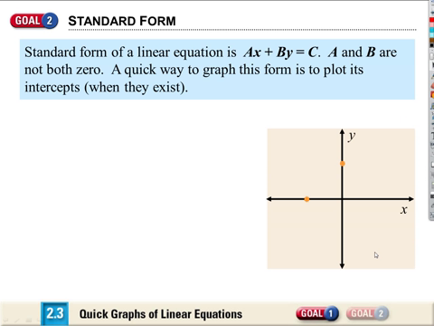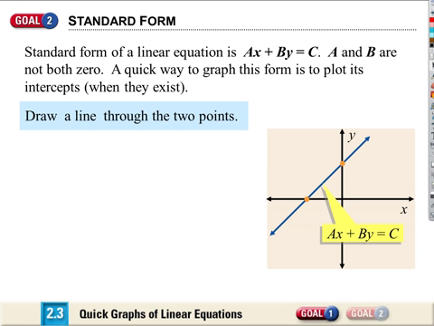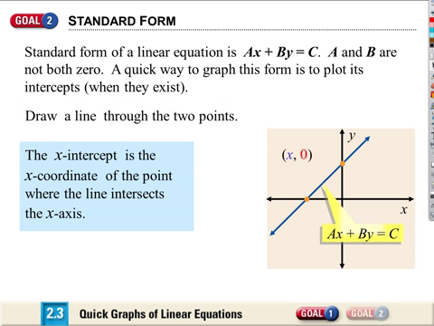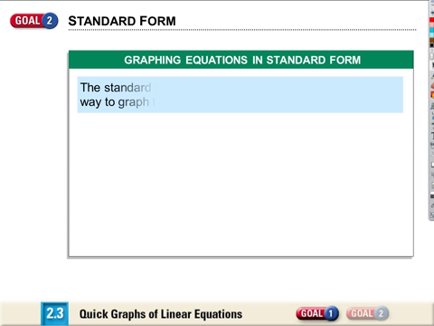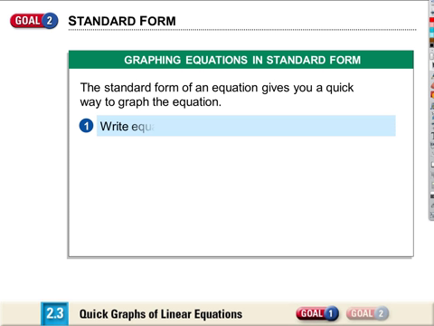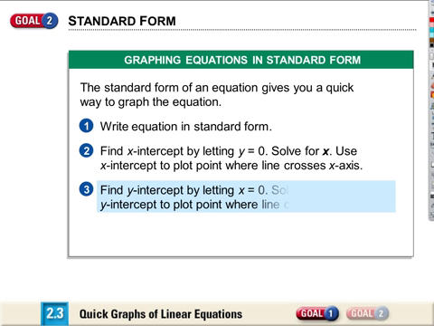So what we end up doing then is we find the x and y intercepts and just connect and extend to create the line. There's a great little trick for doing this. Here's a summary of the steps. We're going to put it into standard form if it's not already in standard form. Then we'll find the x-intercept by letting y equal 0. Find the y-intercept by letting x equal 0. It doesn't matter which order you do those 2 steps in, and then connect and extend.